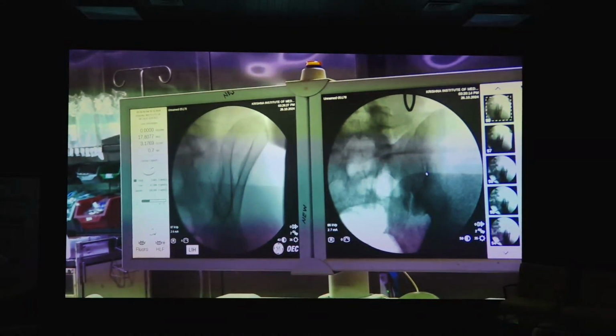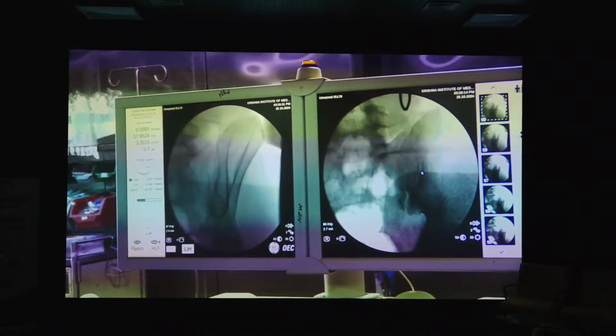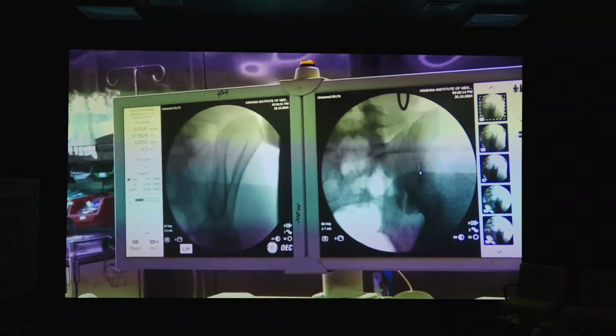There are two ways of entering it. Either it can be an intra-articular entry into the intra-articular space, or it can be a peri-articular entry. Both are accepted ways of performing the SI joint injection.